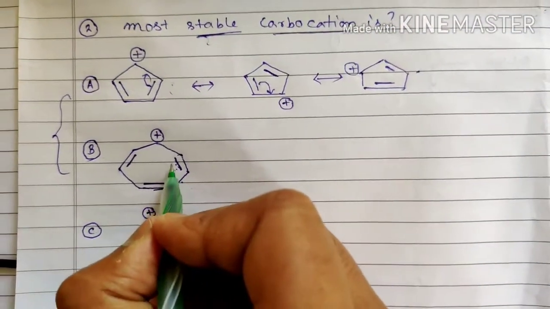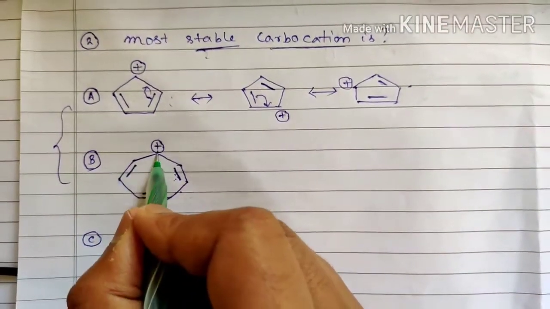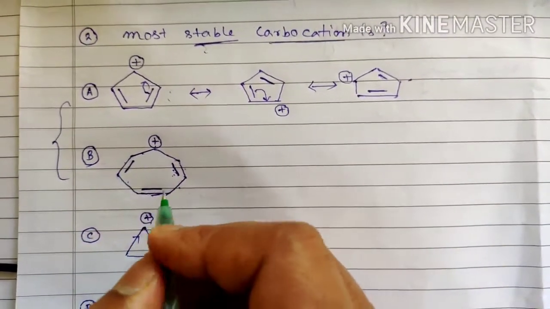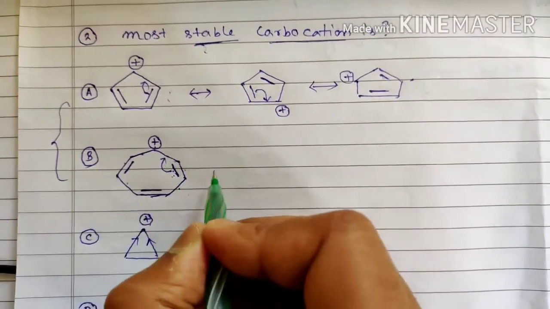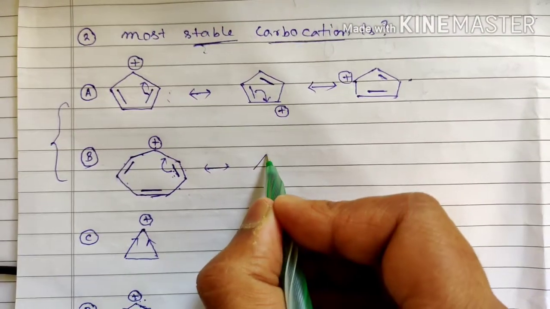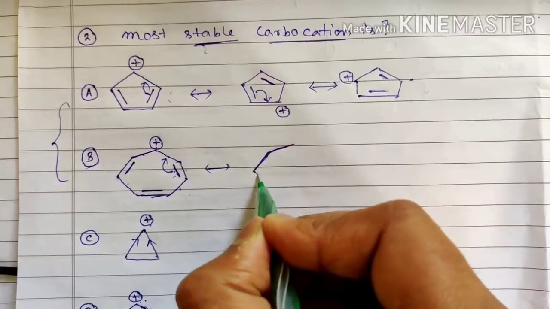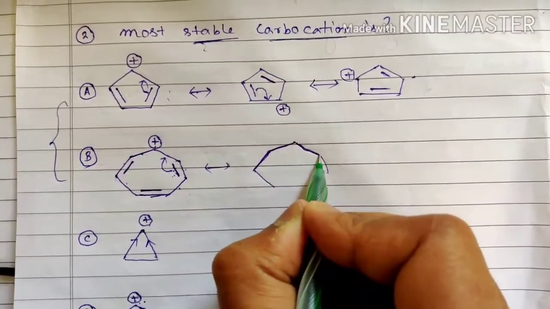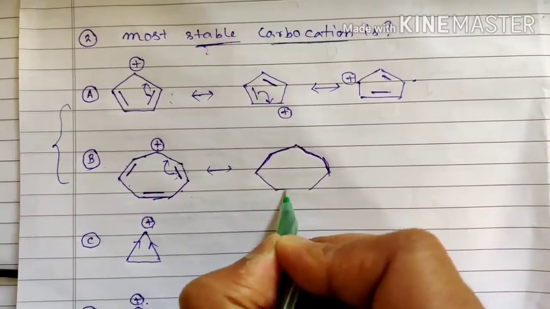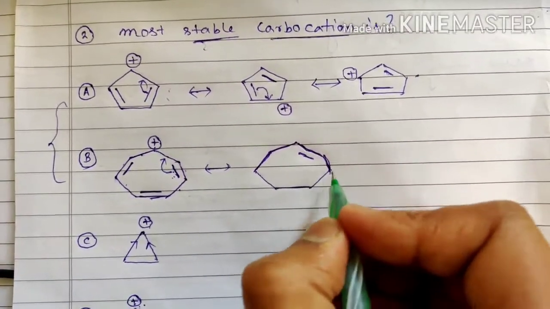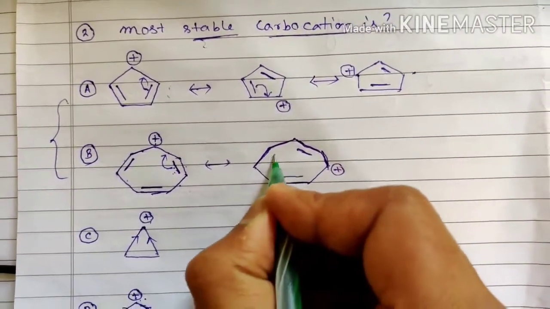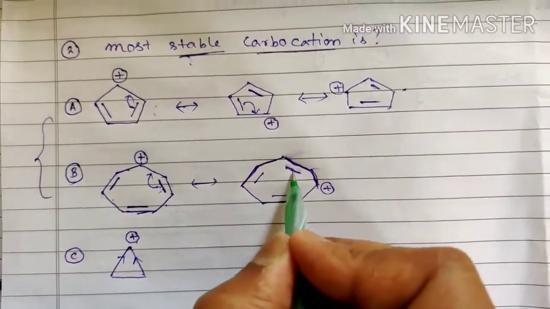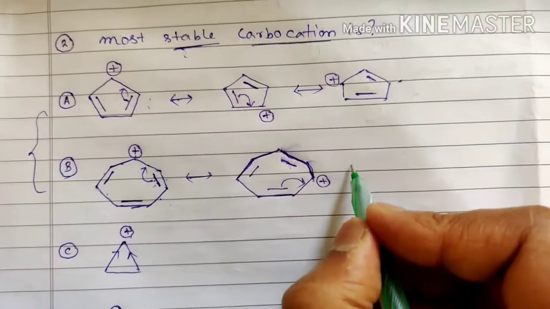But here you see, it is 1, 2, 3, 4, 5, 6, 7. So if the double bond rotates, it forms something like this. Just a minute. So the double bond is here, the plus charge is here, double bond, and in the next step, the double bond can rotate once again.